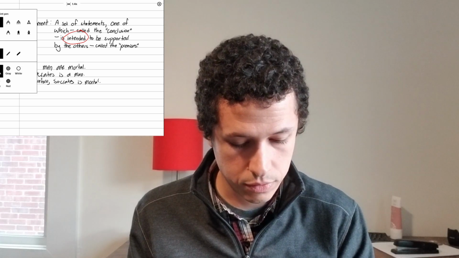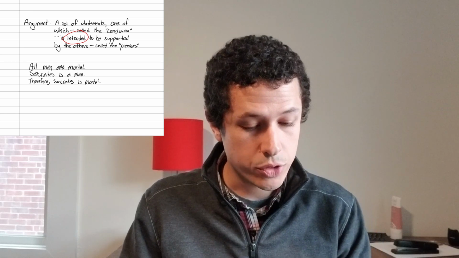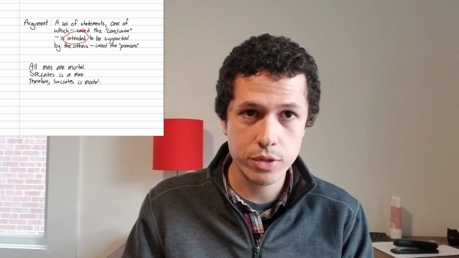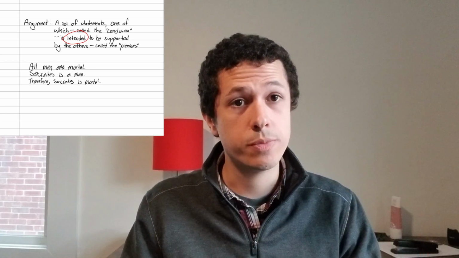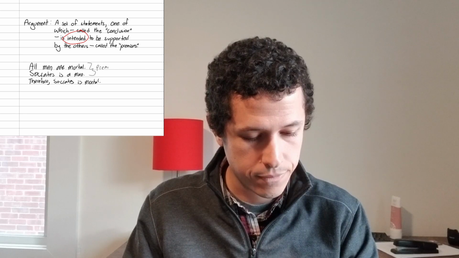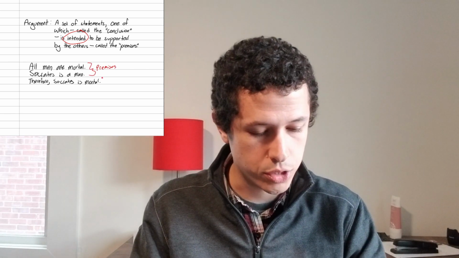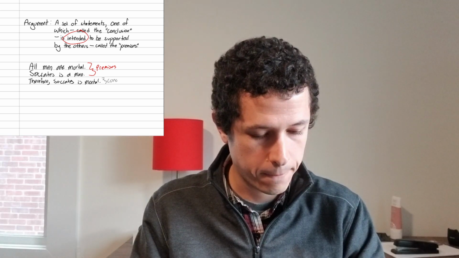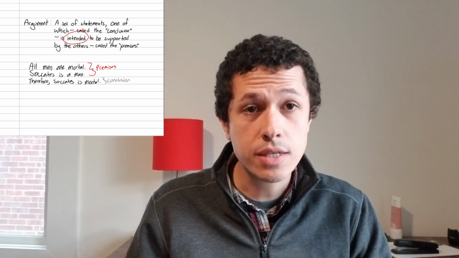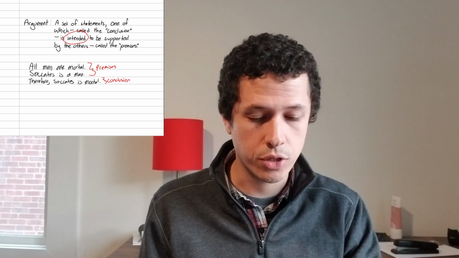So let's go ahead and break this thing down, right? All of these are statements, right? Each one of these is a sentence that's going to be either true or false. And the first two are premises because they are intended to support the conclusion, right? Which is this one here. And in this case, the argument is successful, right? These premises actually do support this conclusion.